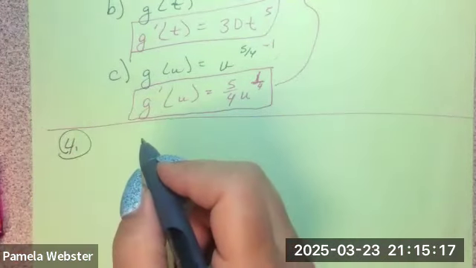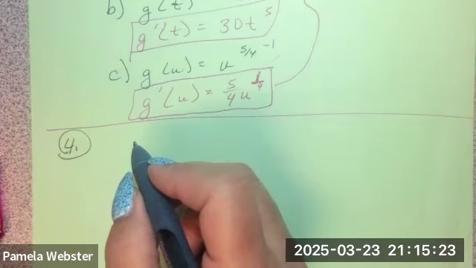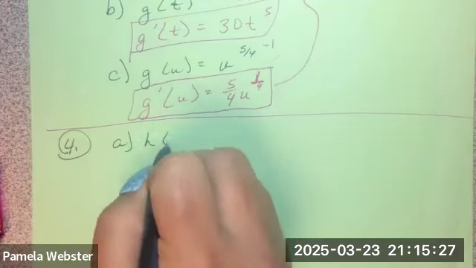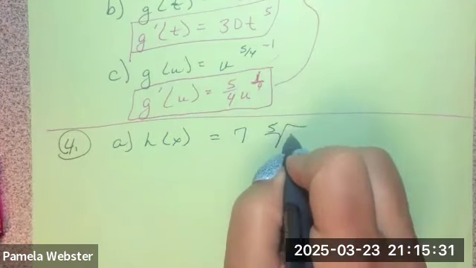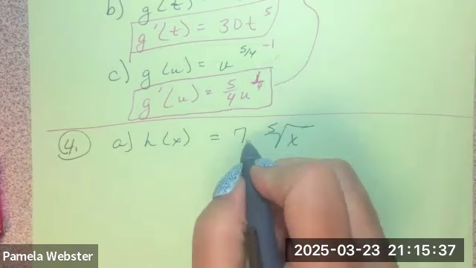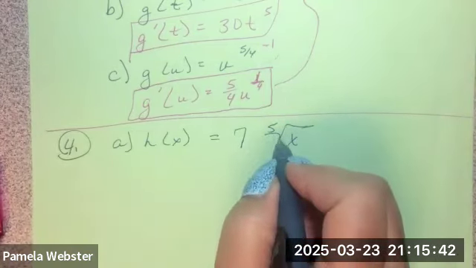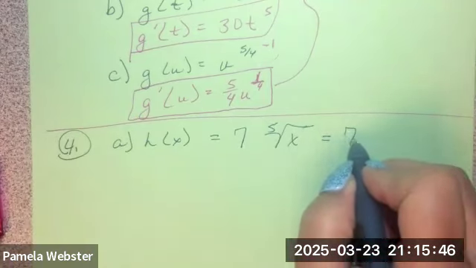Number 4. Find the derivative of each of the following. Use any method. Show work as much as possible. Now, I want you to look at this one and tell me what's wrong with it to begin with. It's not wrong, but we don't like it the way it's written. What's wrong? It's written as a fifth root, Dr. Webster.